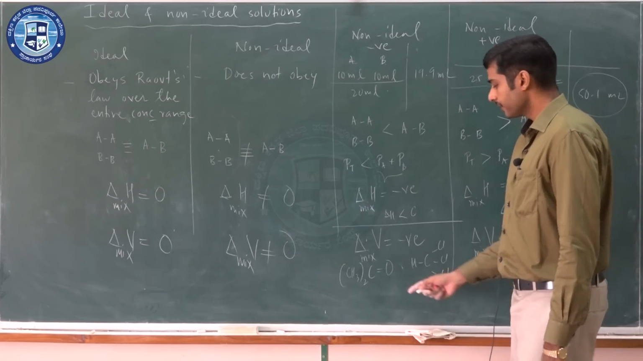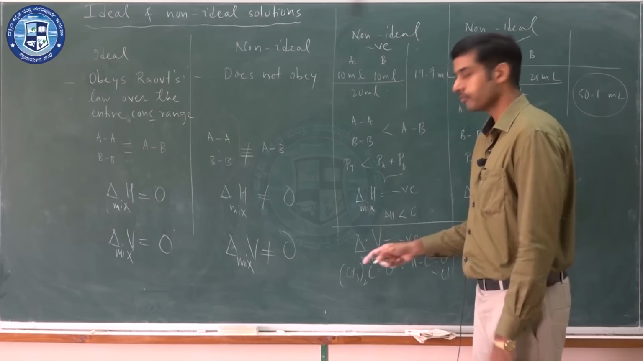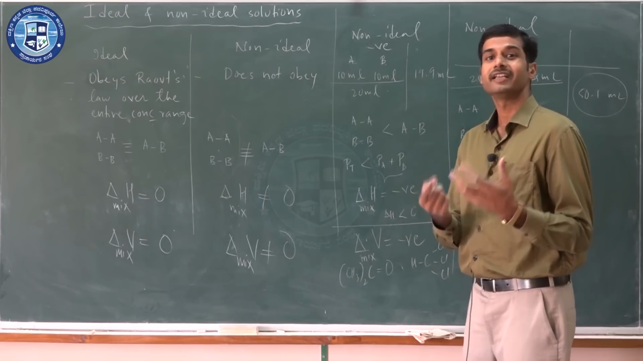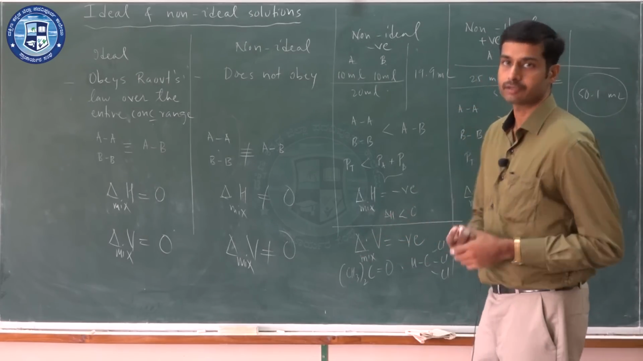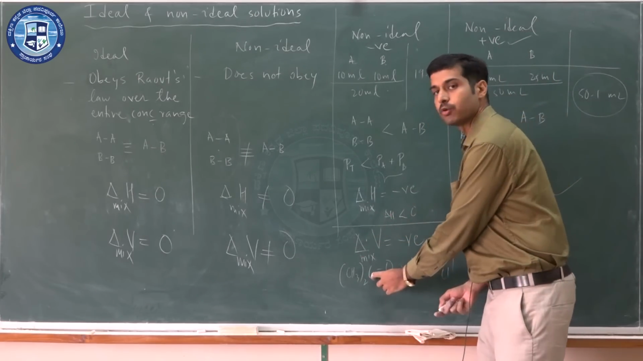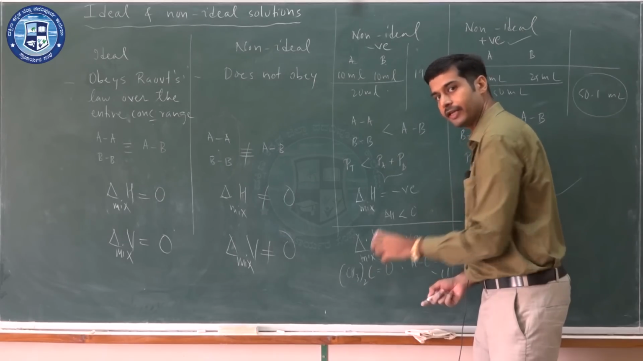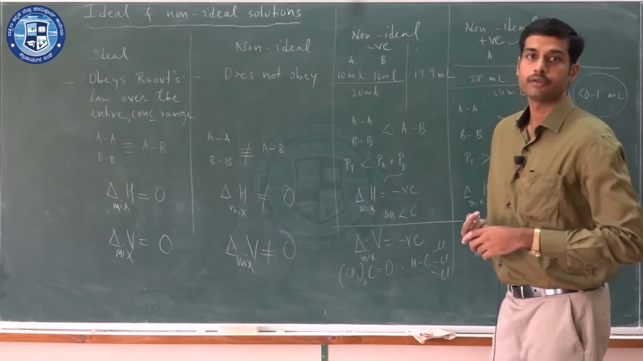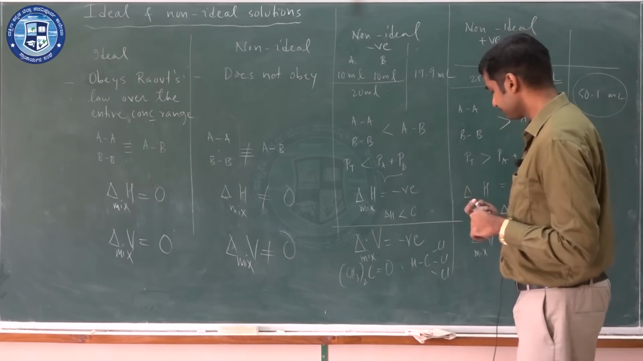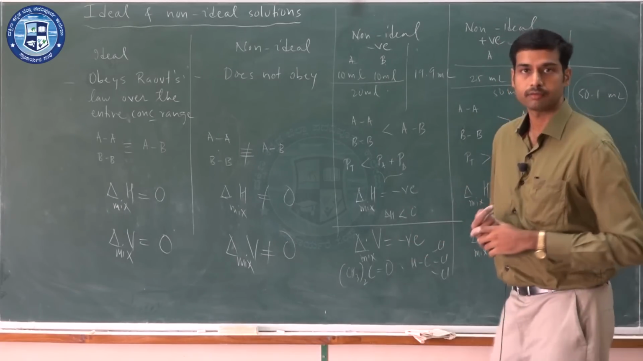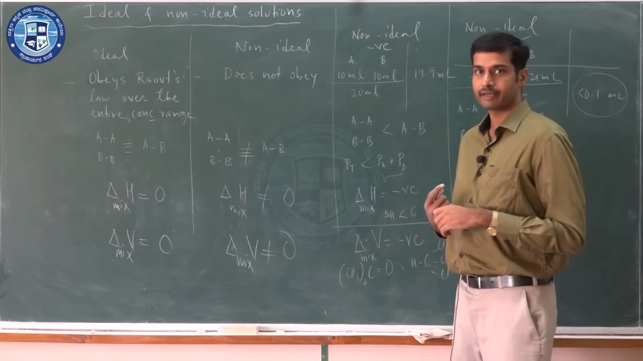Now, what is there in pure acetone? Between acetone molecules there is dipole-dipole interaction. The carbonyl group is polar, and therefore in acetone there is dipole-dipole interaction. Chloroform is also polar, therefore there is dipole-dipole interaction.